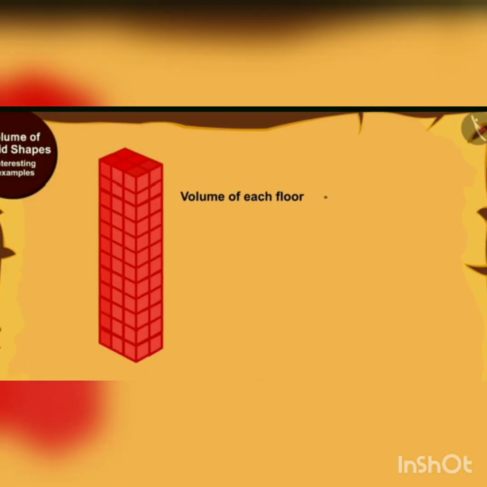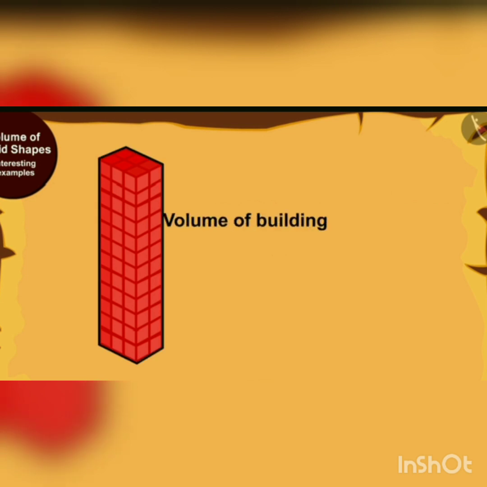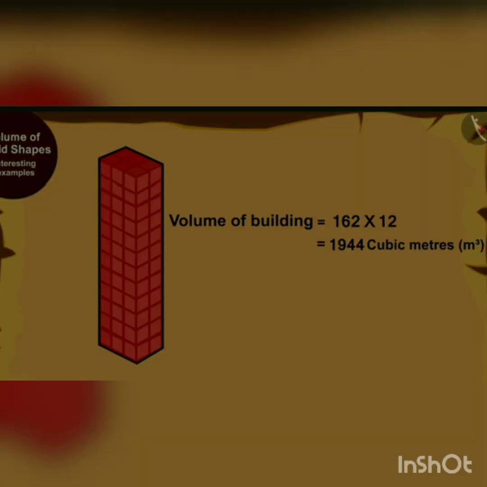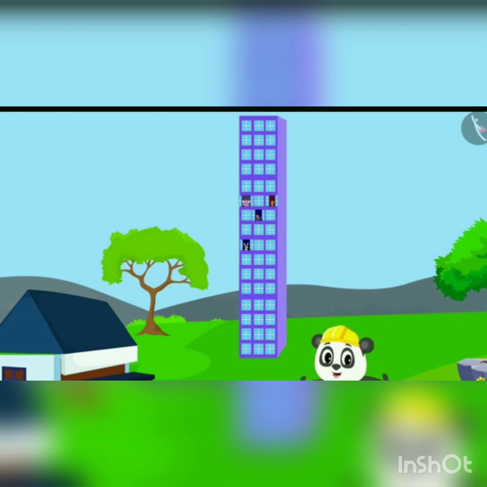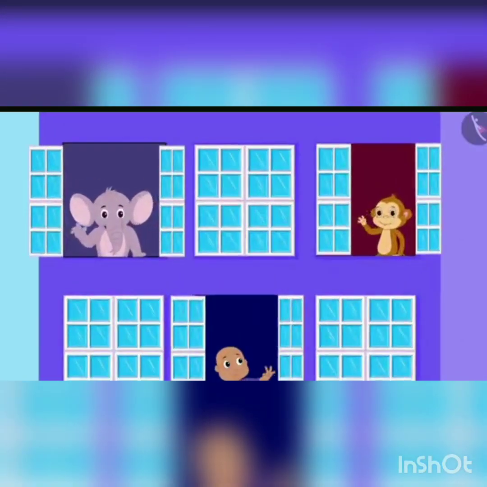The volume of each floor of the building is equal to 162 cubic meters, and there are 12 such floors in the building. This would mean the volume of the entire building will be 162 multiplied by 12, that is 1944 meters cube. Golu built his building and the people of Champapur started living happily in that building.